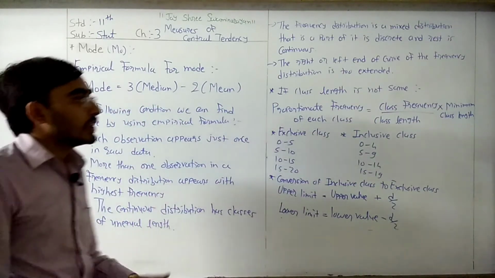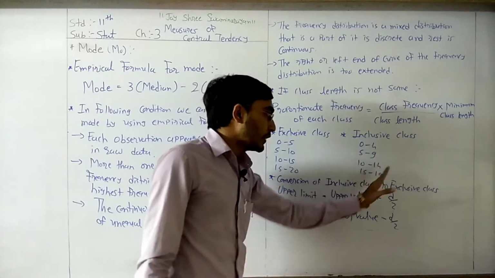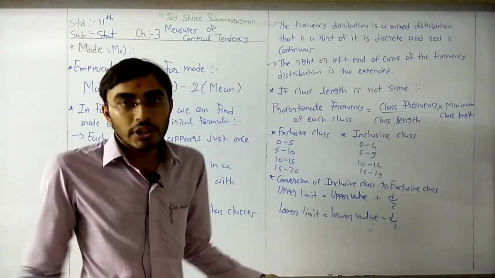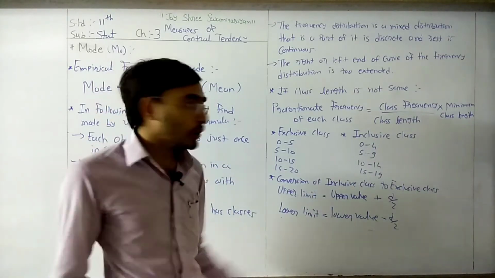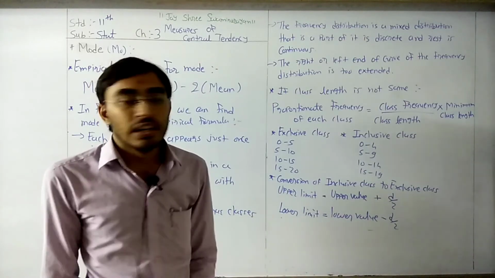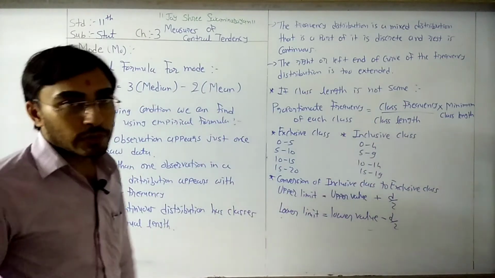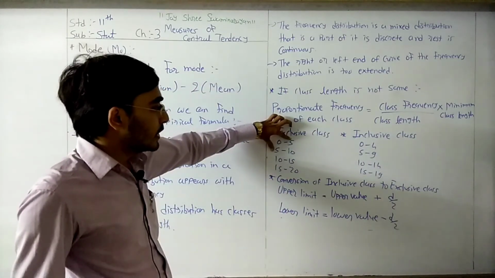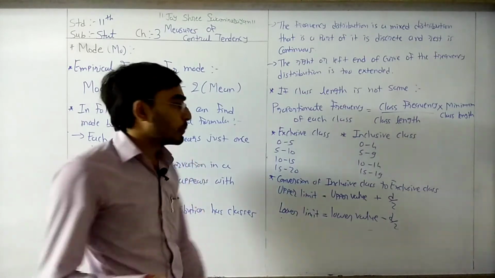But if we have an inclusive class, 0 to 4, 5 to 9, 10 to 14, 15 to 19, here we do not have any problem. Here we have 4, here we have 5. So if 4 is there, we need to consider it here. If 5 is there, we need to consider it here. Here we do not have that problem. In an exclusive class we have that problem, because the same value appears in two classes, but here we have different values, so there is no problem.